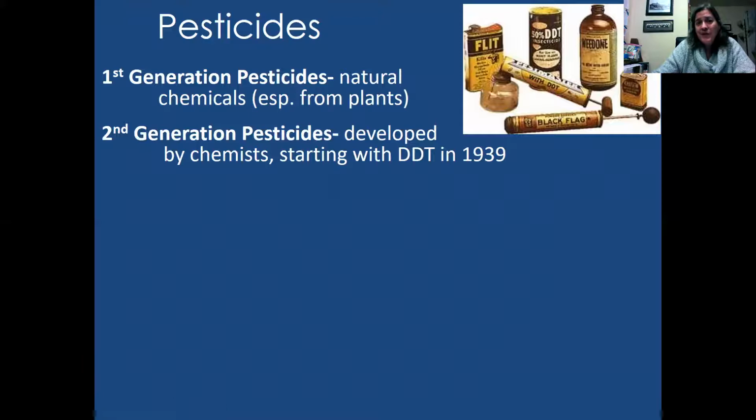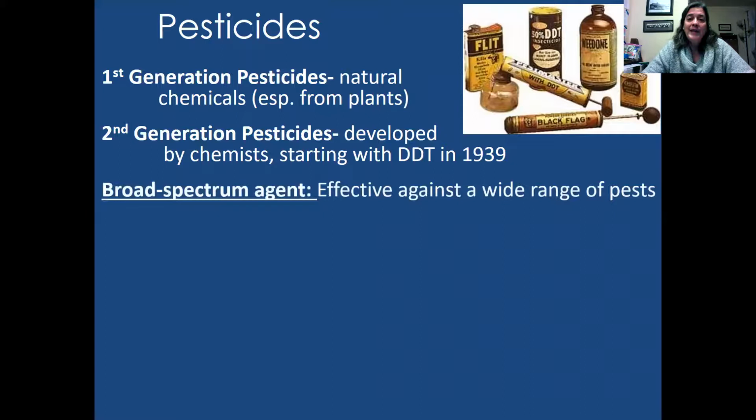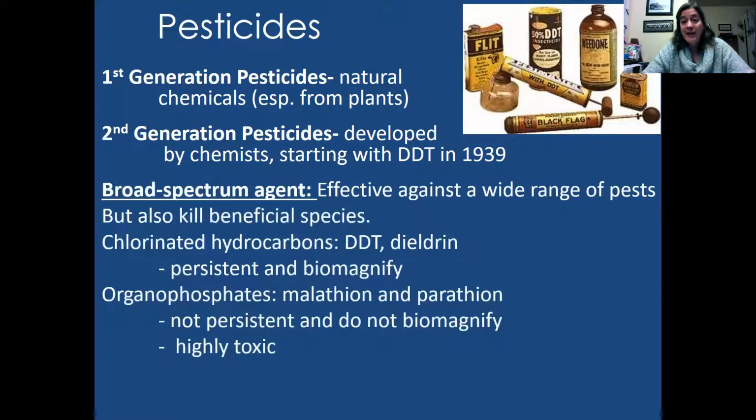So first generation was using natural chemicals, especially from other plants, to keep your pests away. Second generation are the chemicals. So it started with DDT in 1939. And DDT is something called a broad spectrum agent, which means you put it on and it's effective against a very wide range of pests. But the problem is that pests are insects and so are beneficial species like bees. So the chlorinated hydrocarbons is what DDT was, also dieldrin, which we still use.